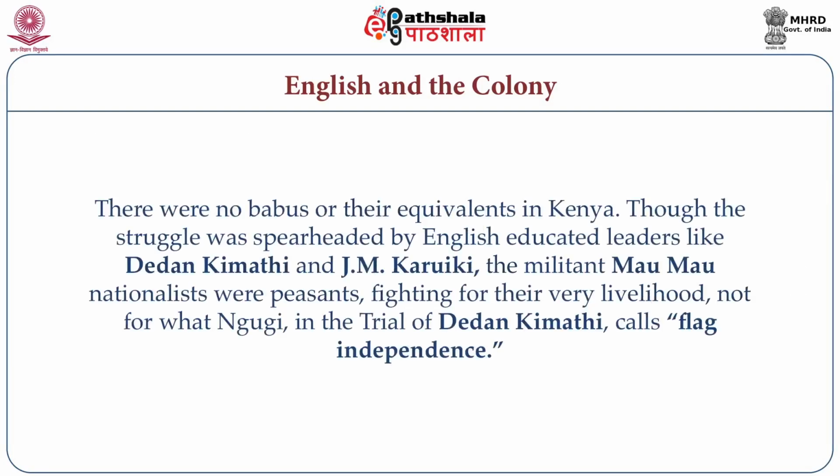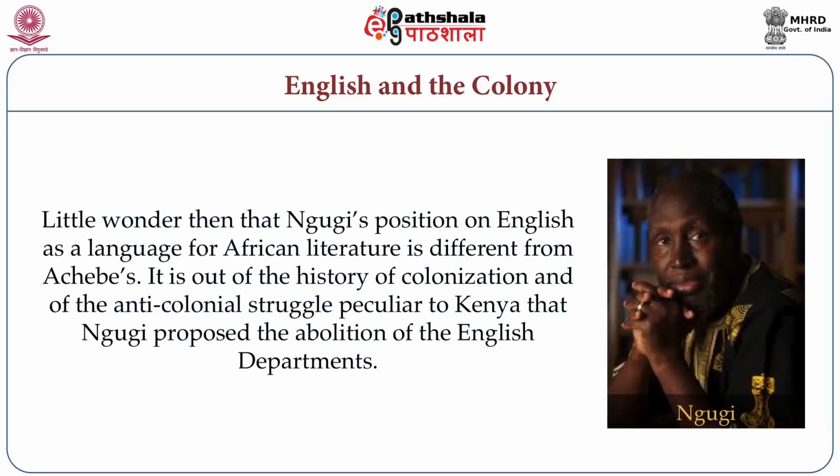There were no Babus or their equivalents in Kenya, though the struggle was spearheaded by English-educated leaders like Dedan Kimathi, J.M. Kariuki, and Jomo Kenyatta. The militant Mau Mau nationalists were peasants fighting for their livelihood, not for what Ngugi, in The Trial of Dedan Kimathi, calls flag independence. Little wonder then that Ngugi's position on English as a language of African literature is different from Achebe's.